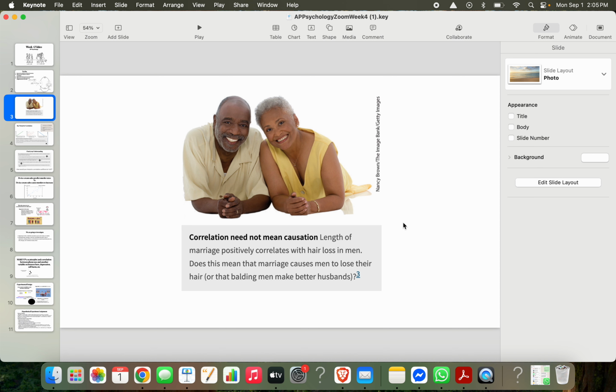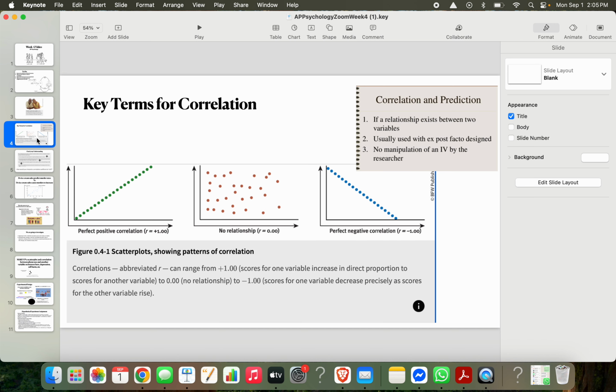All we simply know is that the length of a marriage, which might be here on the x-axis, has a correlation with men losing hair. So the longer men are married, the more hair they lose. That's all we know. We do not know anything about causation. So remember that correlation is just about prediction, right? We're just saying that there's a relationship between the two variables.